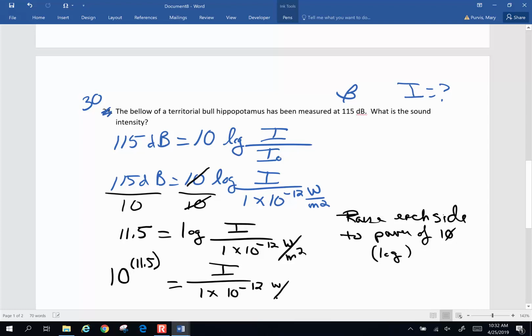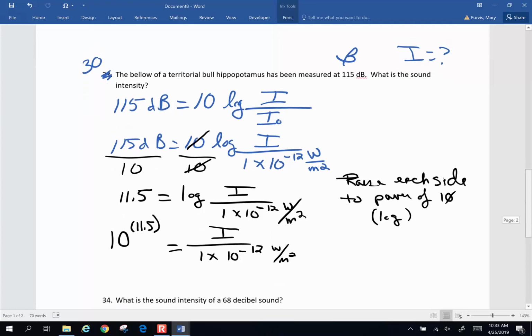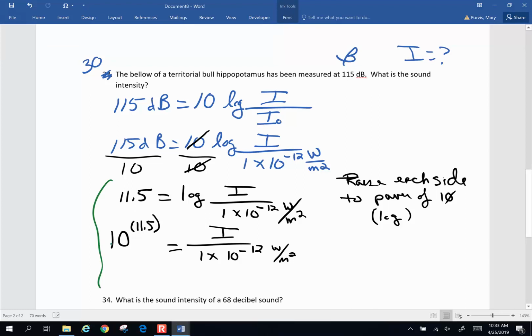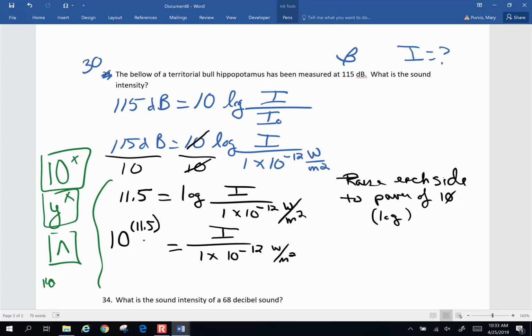Now, how do you do this on your calculator? A couple different ways you can do this. You might have a 10 to the x button. Some people have a y to the x button where you can put 10 and then hit this button and then 11.5. Some calculators have a little up arrow button, so you can hit 10 and then the up arrow button and 11.5. You know you're going to do it right if you get this.